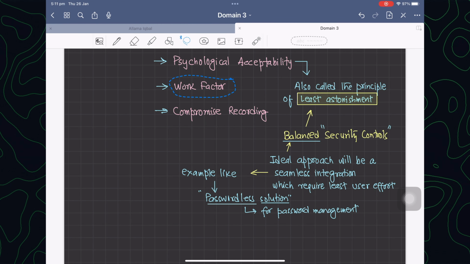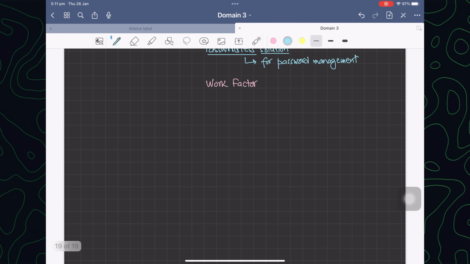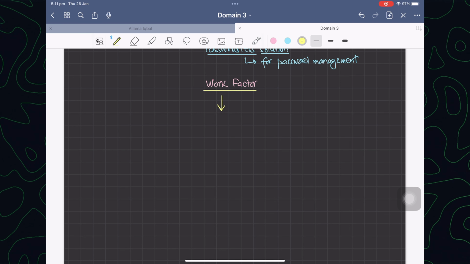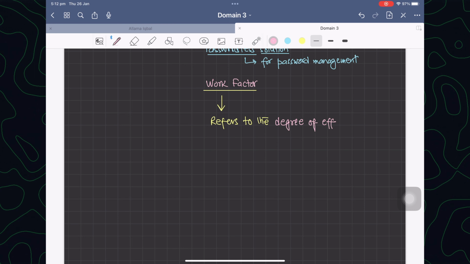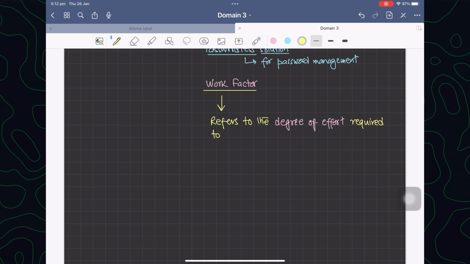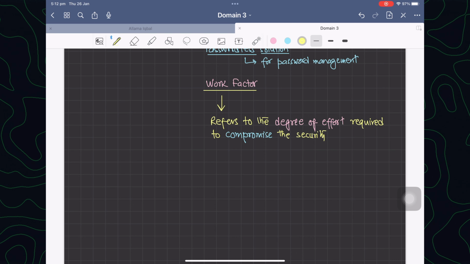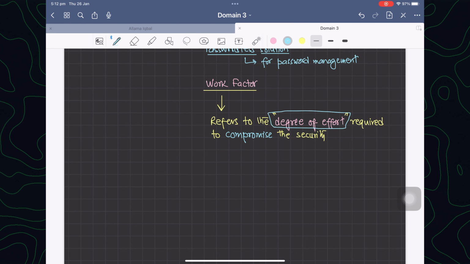The next 2 design principles, work factor and compromise recording, come from the space of physical security. Work factor is basically an indication of how difficult it is for someone to compromise the security of a system, right? Work factor refers to the degree of effort required to compromise the security. So how difficult is it to bypass the security or to attack some secure system, right? That's work factor.